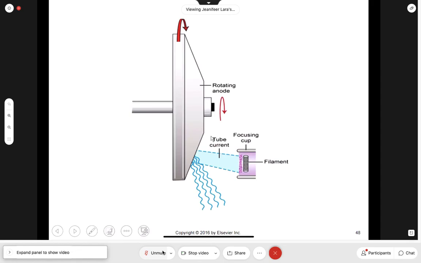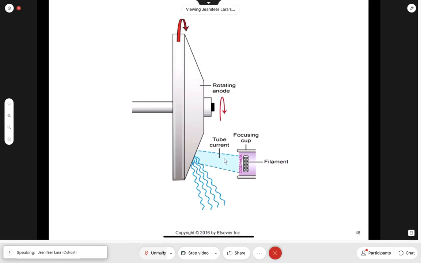Okay, so does everyone see this is the collision? Now, Ruth, what part of the anode is the electrons colliding with? The effective focal spot or the actual focal spot? The actual focal spot. Good. So if I said, then what is this? Is this electrons or is this X-ray? It's X-ray? It is X-ray.